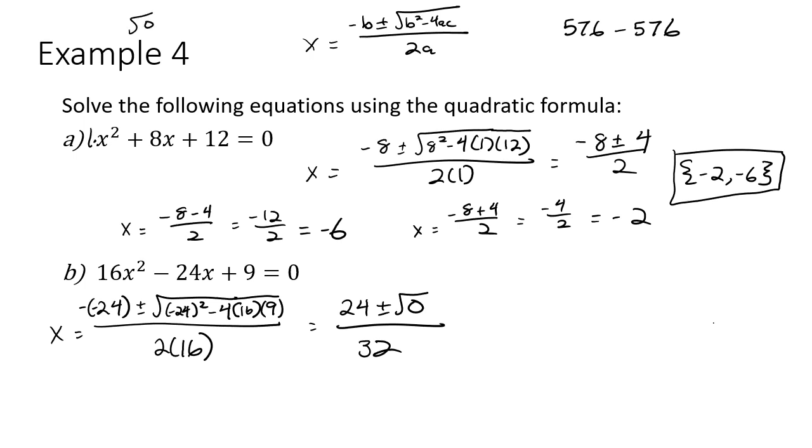But 0 squared is 0. Square root of 0 is 0. So that just goes away and takes the plus or minus sign with it, because 24 plus 0 is 24 and 24 minus 0 is 24. So the plus or minus sign is not meaningful anymore. And so this whole thing is just 24 over 32, which if you divide both the top and bottom by 8, would give us a positive 3/4.